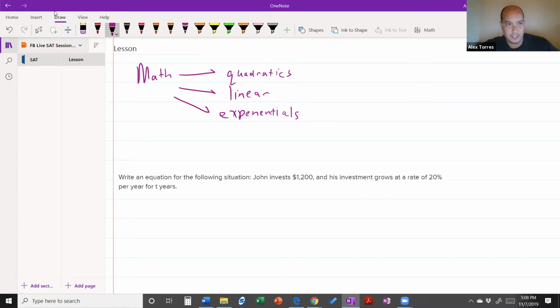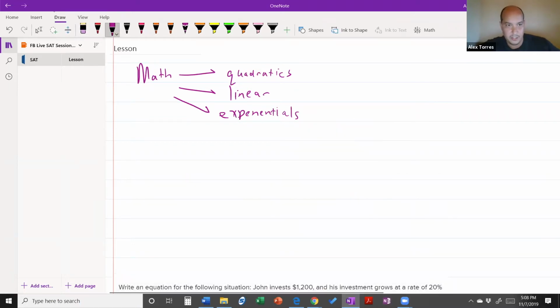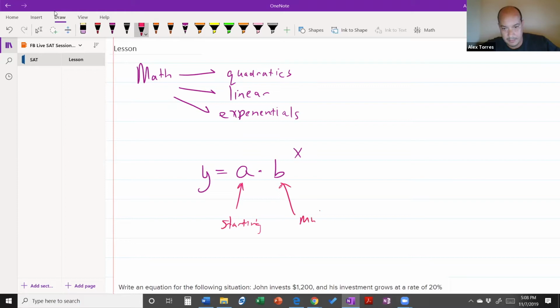The idea of an exponential equation is that you've got your y equals, just like any other equation, but you've got your starting amount and the thing that you're multiplying by, and you're doing that x times. So whatever we're starting at, whatever we're multiplying by, and you have the number of times that it's being done as the x.